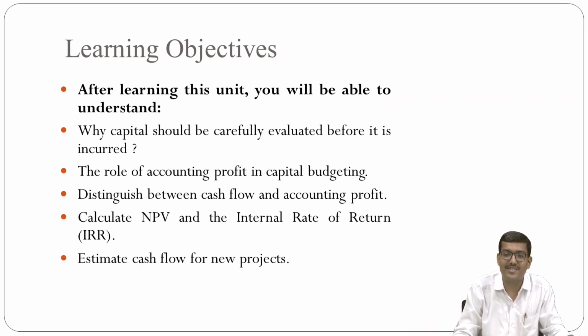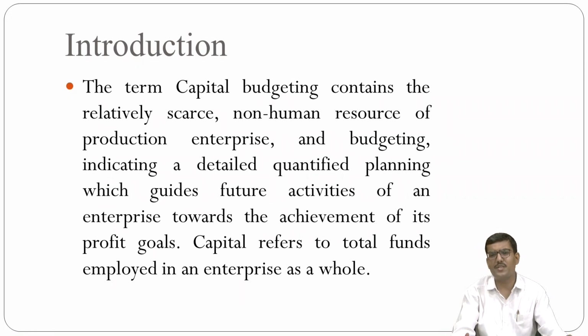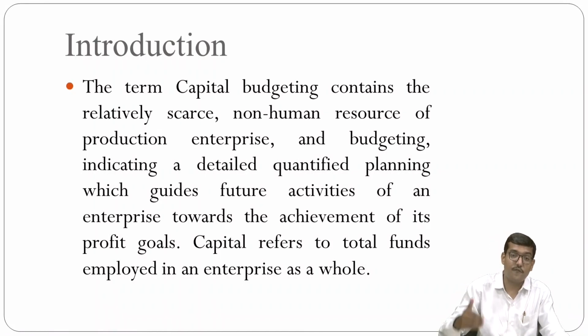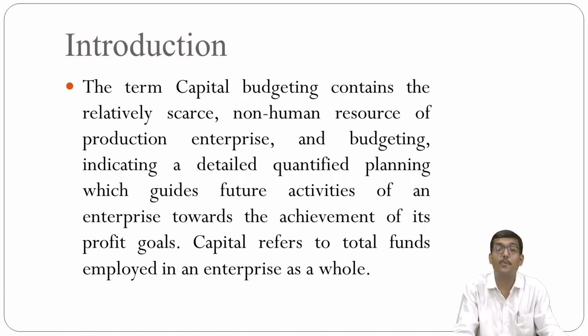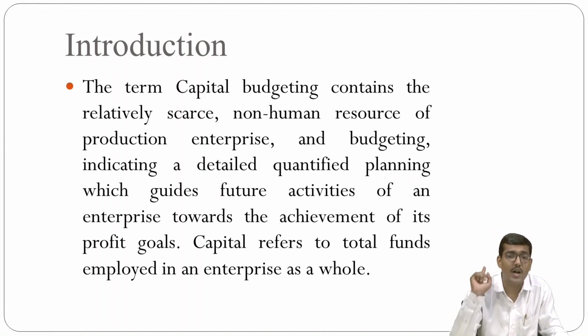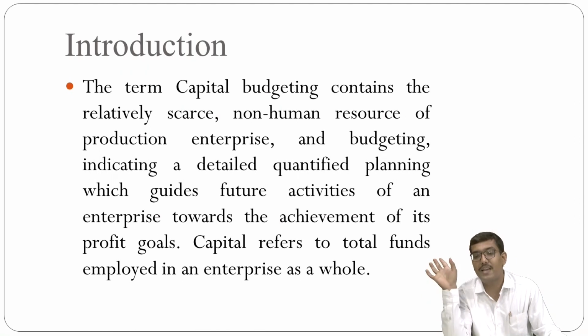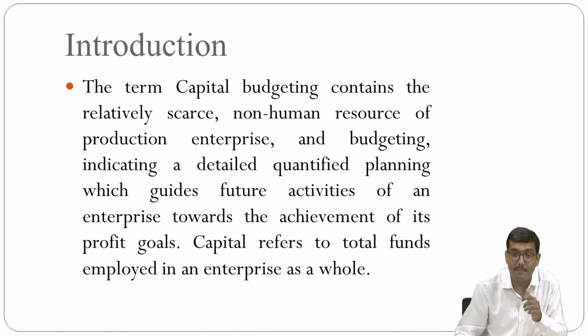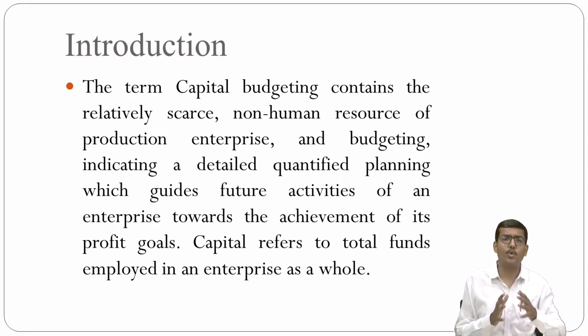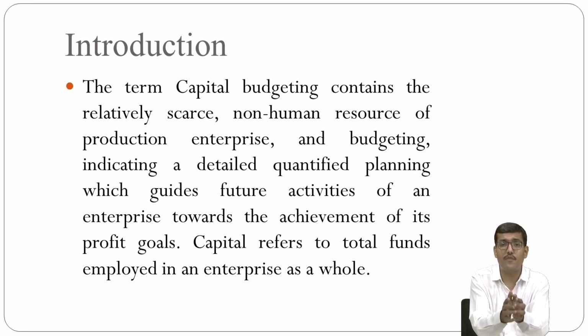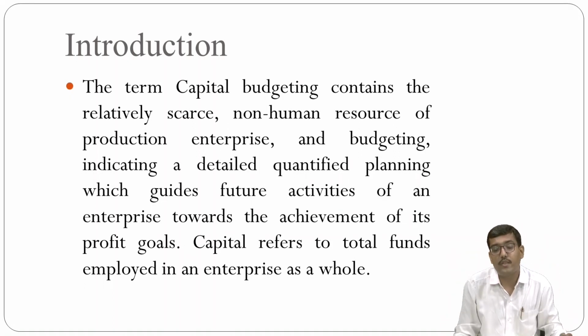So let us begin our session with the introduction, which is very precise and definite. The term capital budgeting contains the relatively scarce and non-human resources of a production enterprise, and budgeting indicates a detailed, quantified plan which guides the future activities of an enterprise toward the achievement of its profit goal. And, my dear friends, the most important point is that capital ultimately refers to your total fund employed in the enterprise as a whole. So we can say capital budgeting is the process of evaluating your quantified planning to achieve your profit goals for the future.